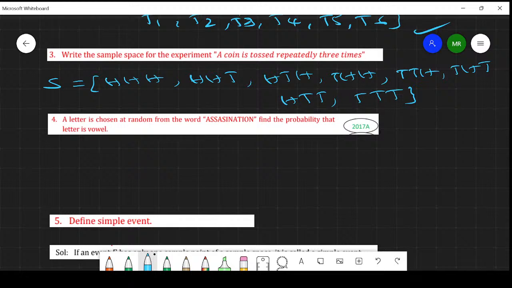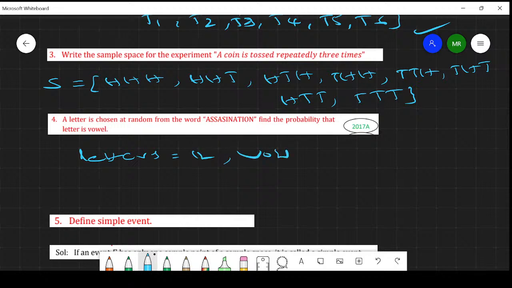Now, a letter is chosen at random from the word assassination. Find the probability that the letter is a vowel. Total letters you can count here: 1, 2, 3, 4, 5, 6, 7, 8, 9, 10, 11, 12. In assassination we have 12 letters in total.